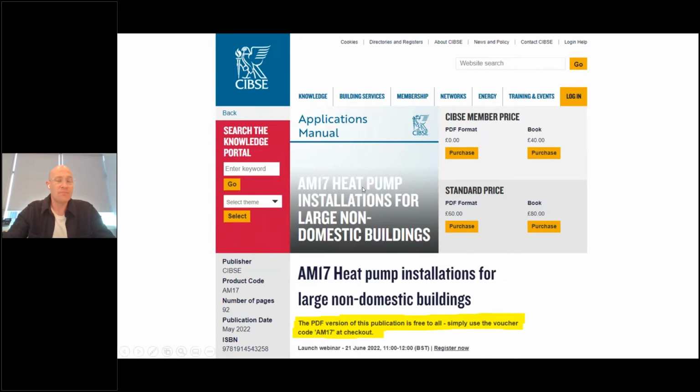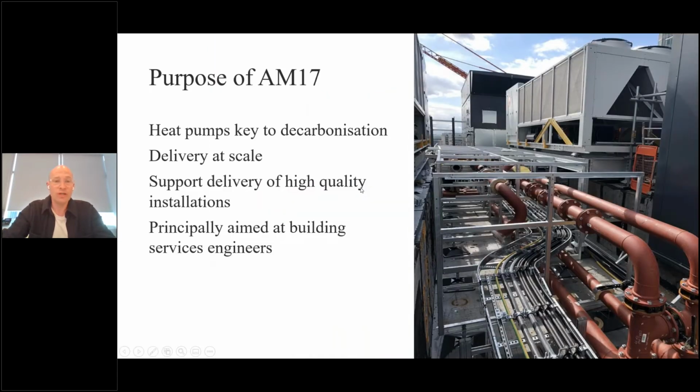So in simple terms, why have we written AM17? The document is intended to support successful delivery of heat pumps. Iona is going to cover some of the measures of success which we've stated within the document, but I think it's fair to say that decarbonising heat is a particularly important strategic goal here in the UK.